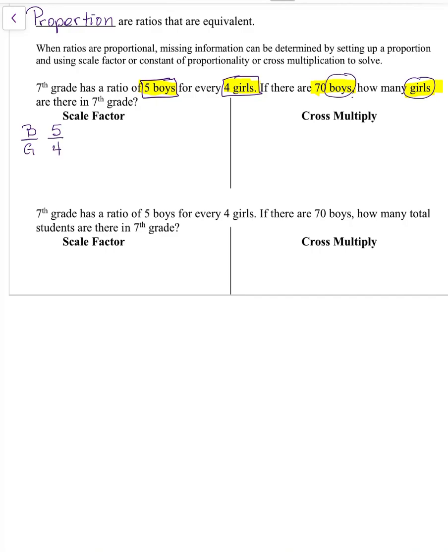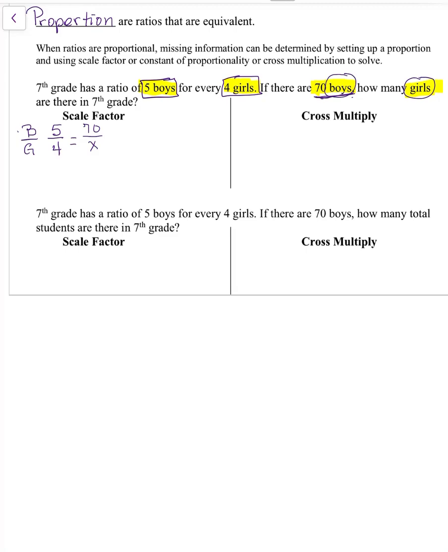Now, if my B is at the top, that means all the boy information needs to go at the top. And if the G is at the bottom, all the girl information goes at the bottom. So we're going to set up 2 ratios. We're going to set up 5 to 4. And then the other number that we have is 70 boys. So the 70 boys is going to go at the top with the boys. And then I do not know the number of girls, so I'm going to put an X.